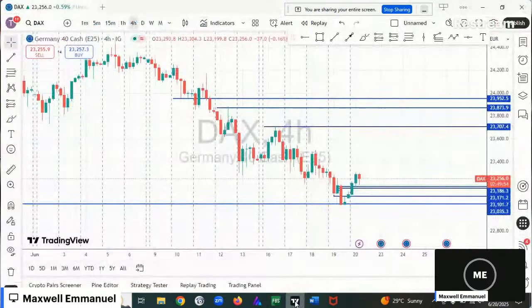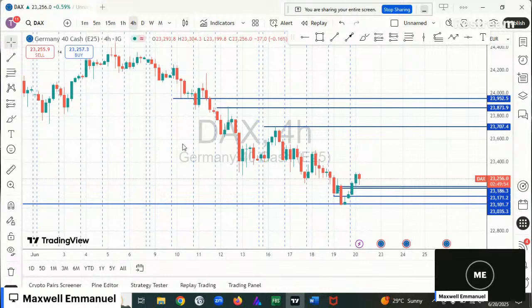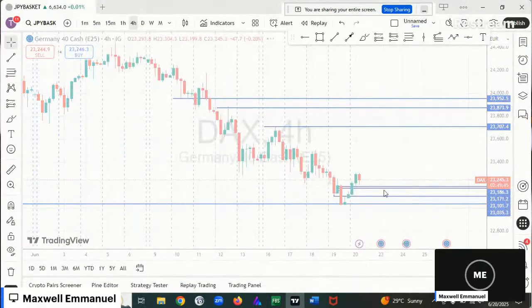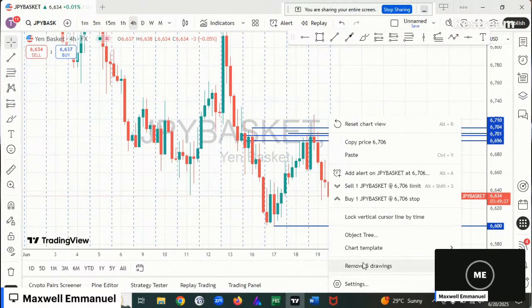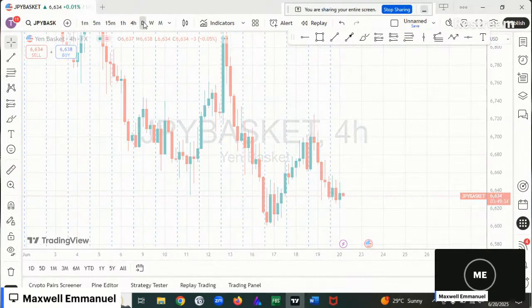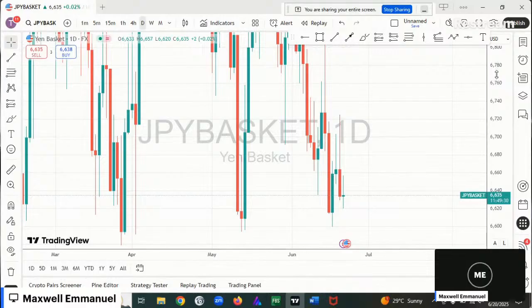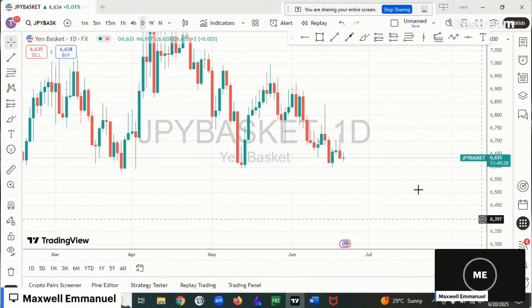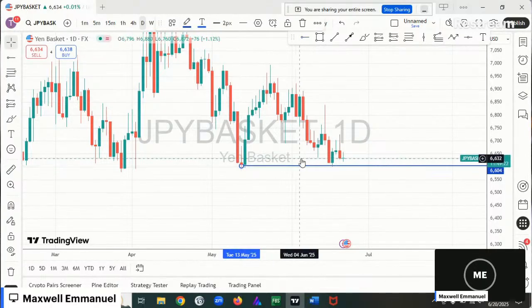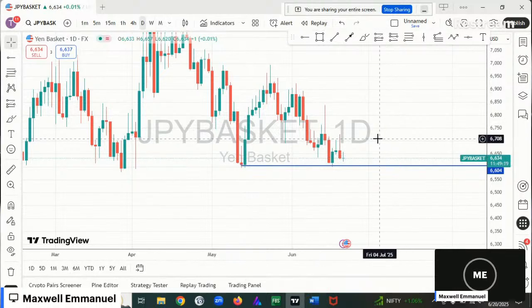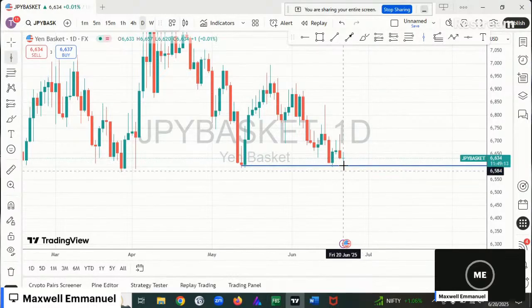Okay, let's look at the yen basket. Let's start with the daily. Yesterday's candle closed strongly bearish. You can see this support is still very valid.